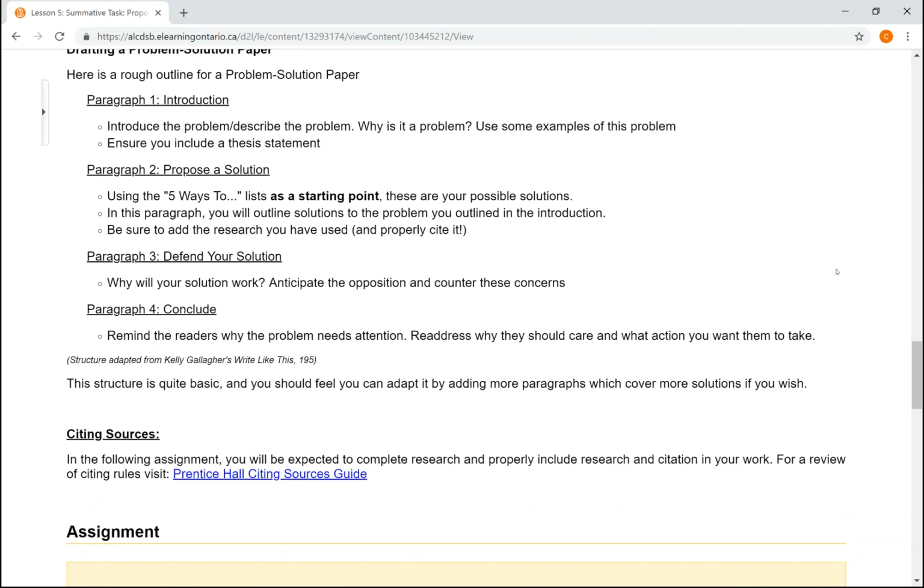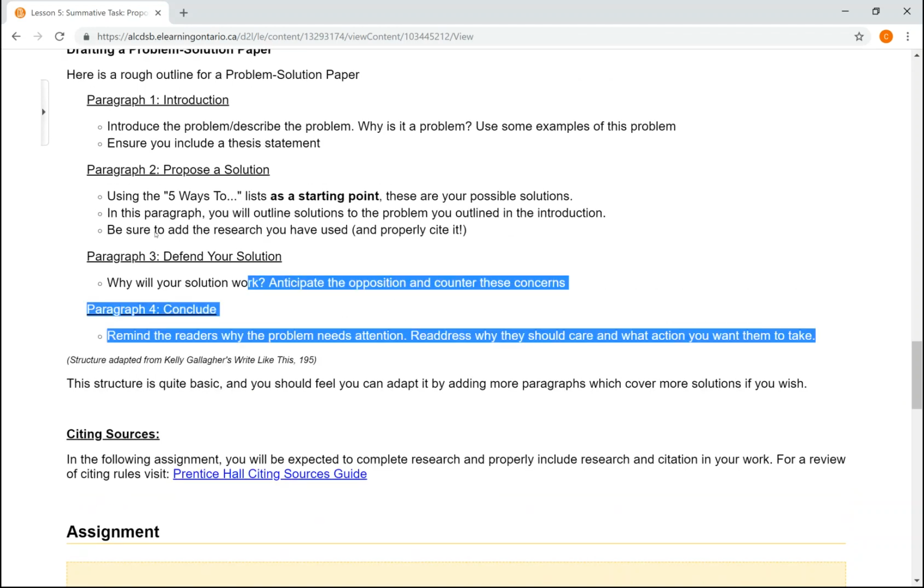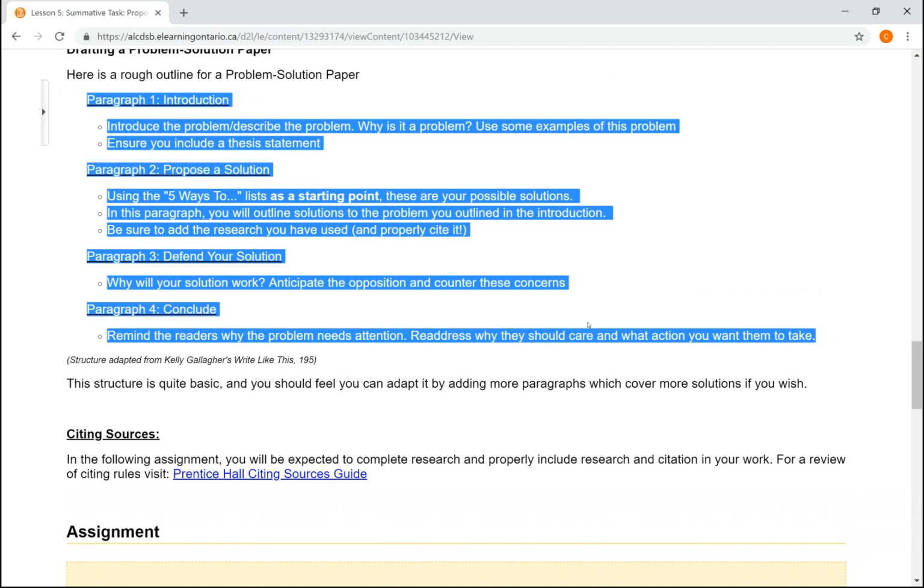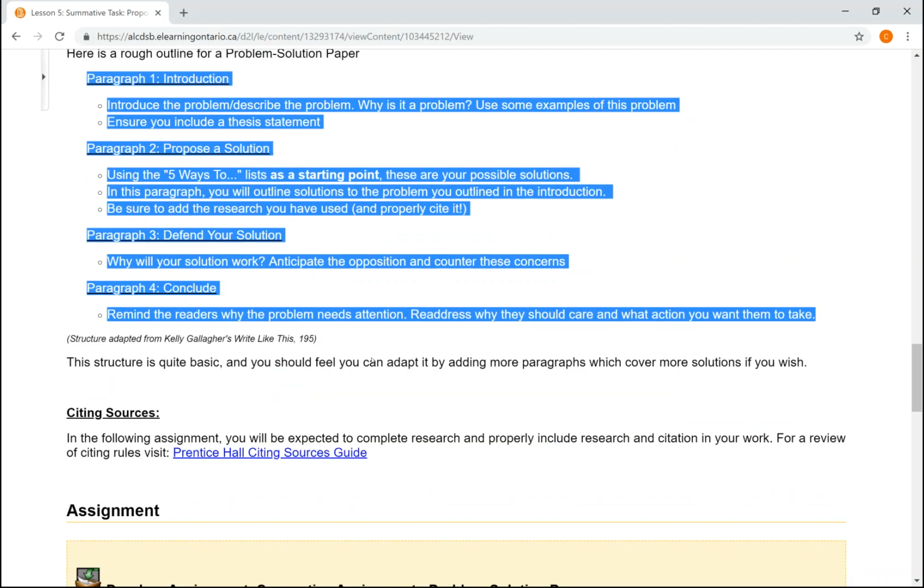Okay? So here is your basic structure that we are looking for in your problem solution paper. The structure is quite basic, and you should feel free to adapt it by adding more paragraphs which cover more solutions if you wish. Okay. Your assignment.